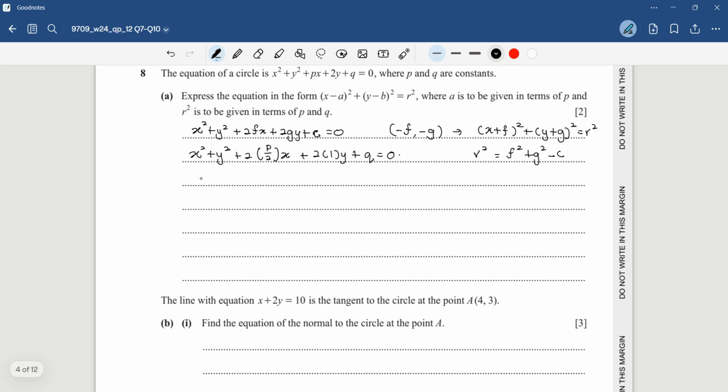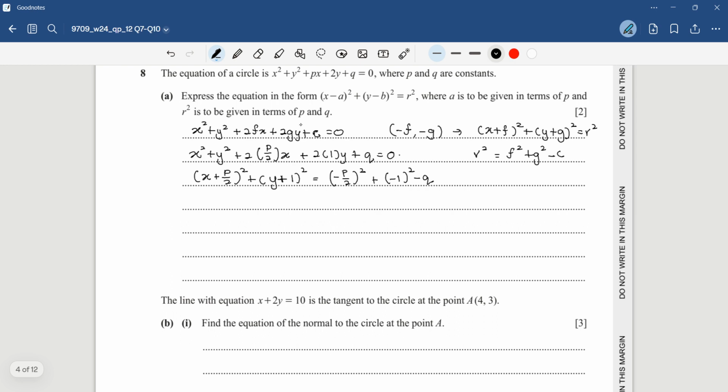Okay, therefore, so negative f is going to be x plus p over 2 square plus y minus 1 square is equivalent to, so my r square will be negative p over 2 square plus, it should be plus here, sorry, plus negative 1 square minus q.